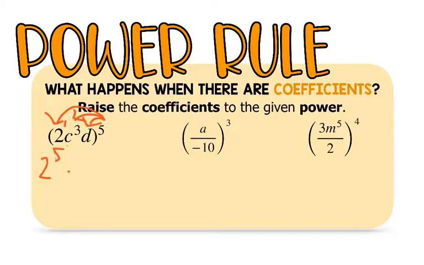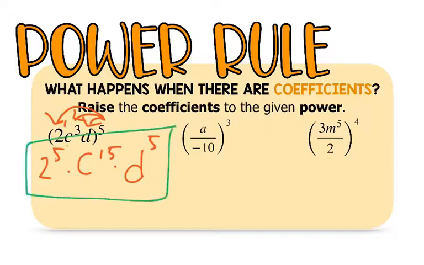c cubed, or c to the third power. I'm going to multiply it together with the 5, and I'm going to get c to the 15th. And lastly, I'll get d to the 5th power, because technically it already had a 1, and I'm just multiplying it by the exponent of 5. And that's my final answer.